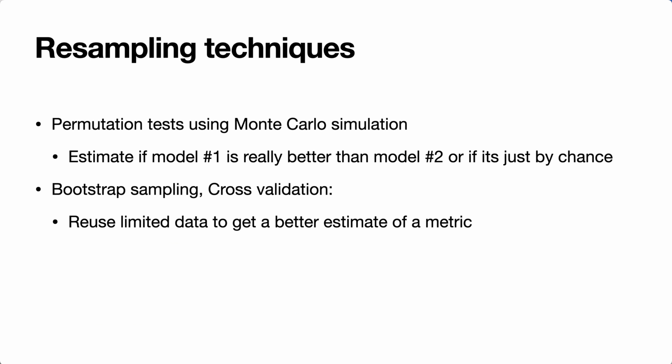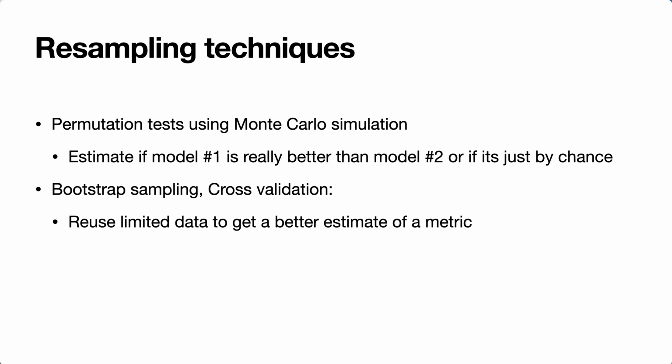So yeah, this is all resampling. The idea is that we can use permutation tests, for instance, to estimate if model 1 is really better than model 2, or is it just by chance? And in doing so, we're making simulated runs by relabeling the outcomes. We don't have to actually make real runs. In bootstrap sampling and cross-validation, we're actually making runs of the machine learning system. And we're permuting how the training and testing set work in order to reuse a limited amount of data to get a better estimate of the metric.